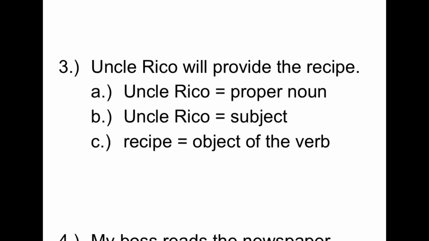Uncle Rico will provide the recipe. Uncle Rico is a proper noun since we are referring to a specific person, we capitalize the beginnings of those words, and just like a compound noun, altogether it is one noun. It's also the subject of this sentence, and here we see that recipe is the object of the verb. So if you ask yourself the question, what will Uncle Rico provide? Well, it's the recipe.